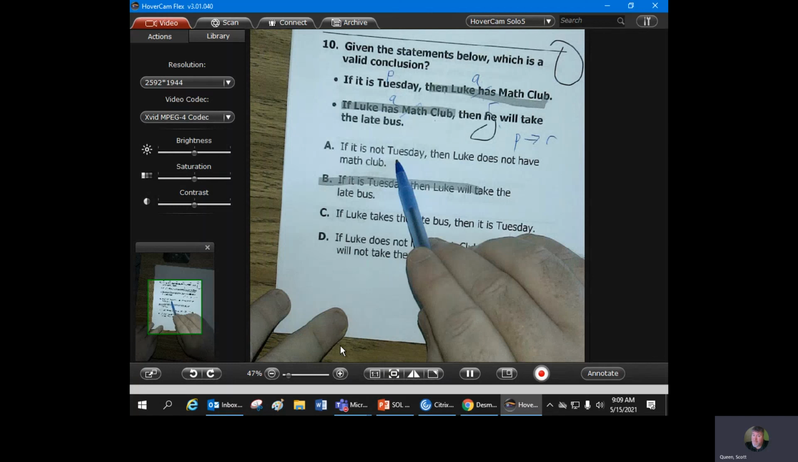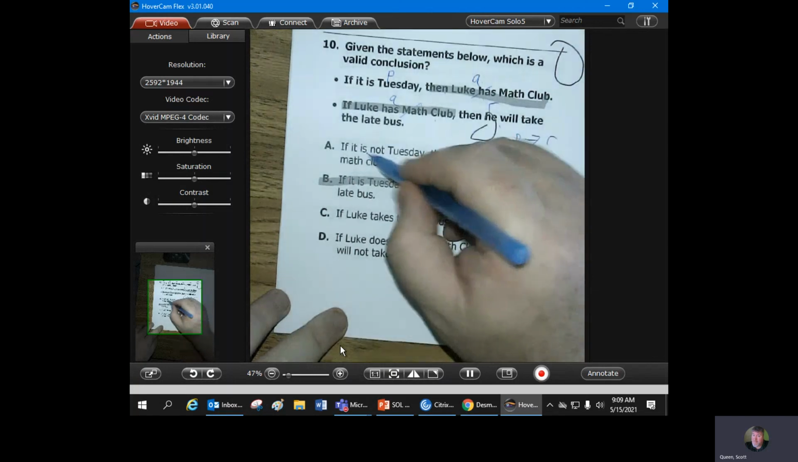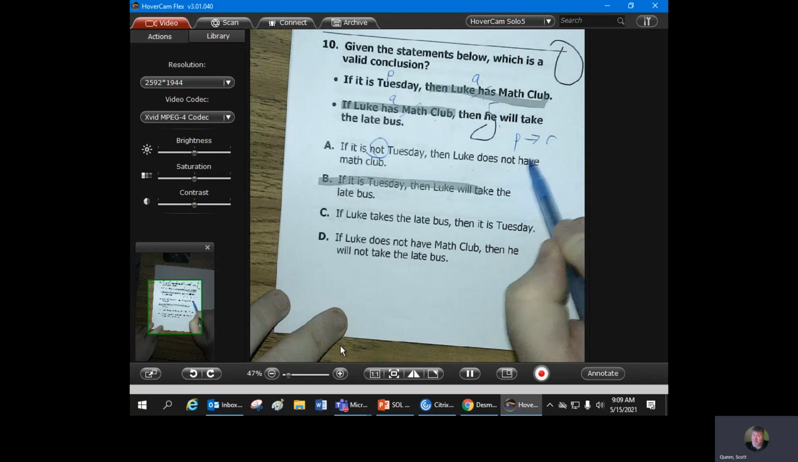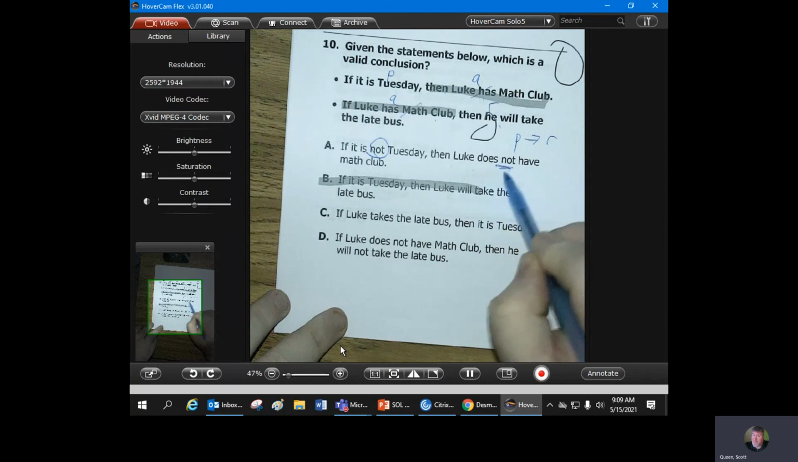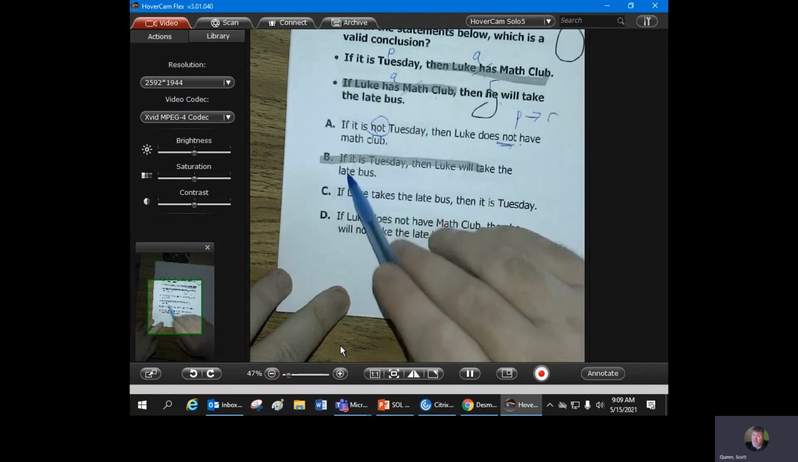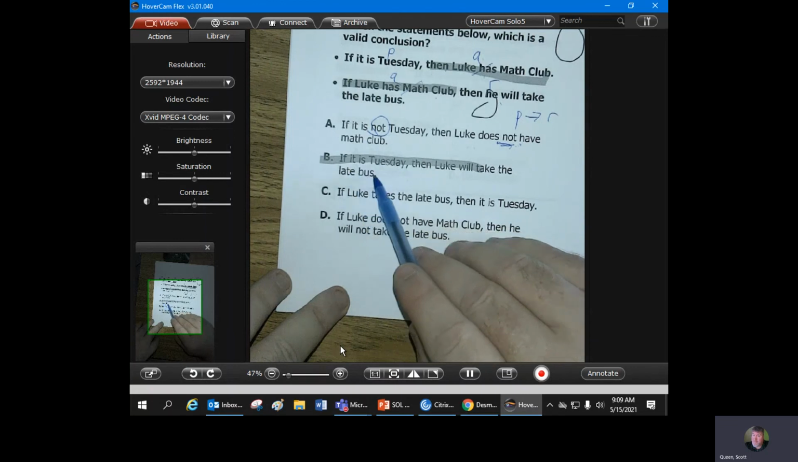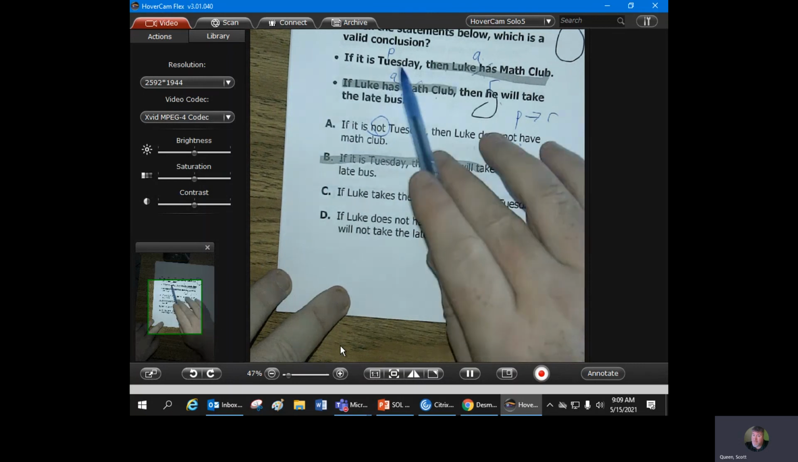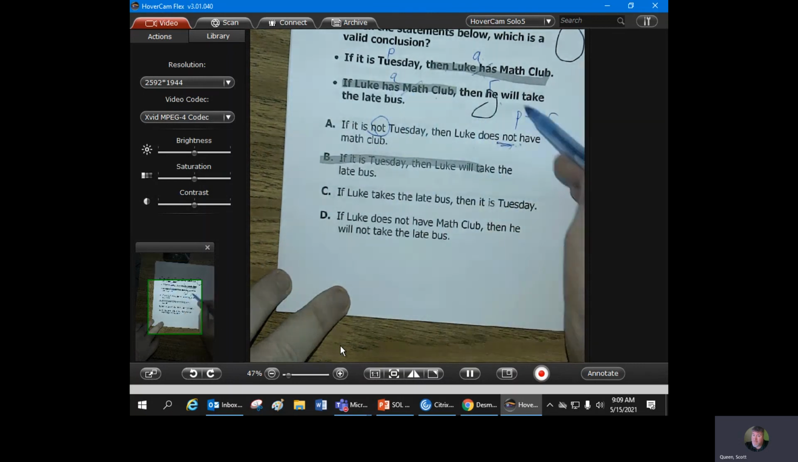If it is not Tuesday, oh, they threw that word not in there, then Luke does not have math club. Okay, now there is a not here, but they left the Q in there. That is not if P, then R. So that doesn't work necessarily. All right, if it is Tuesday, then Luke will take the late bus. If P, then R. That's our P, then R.